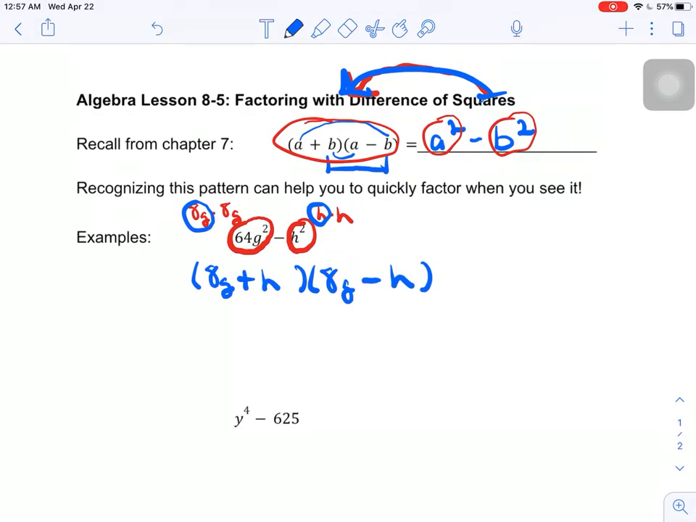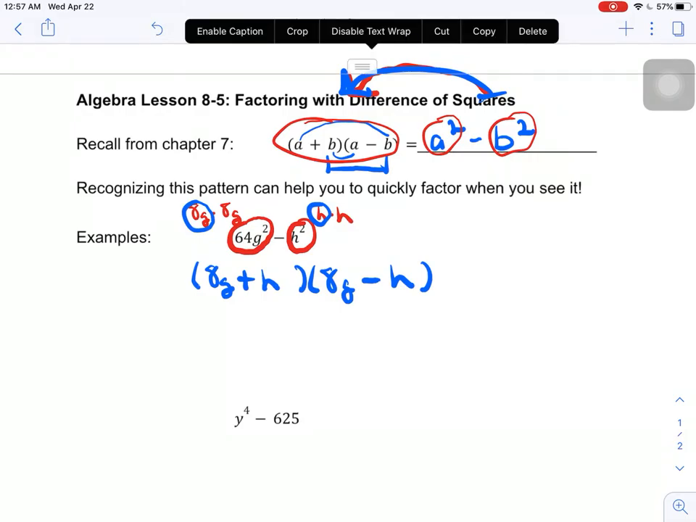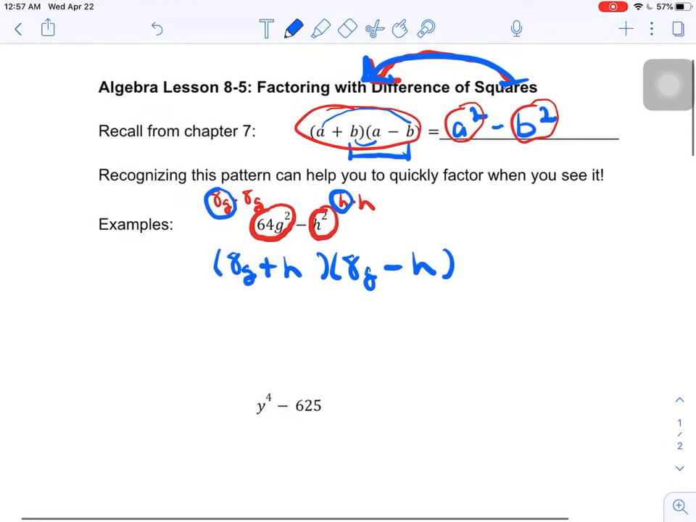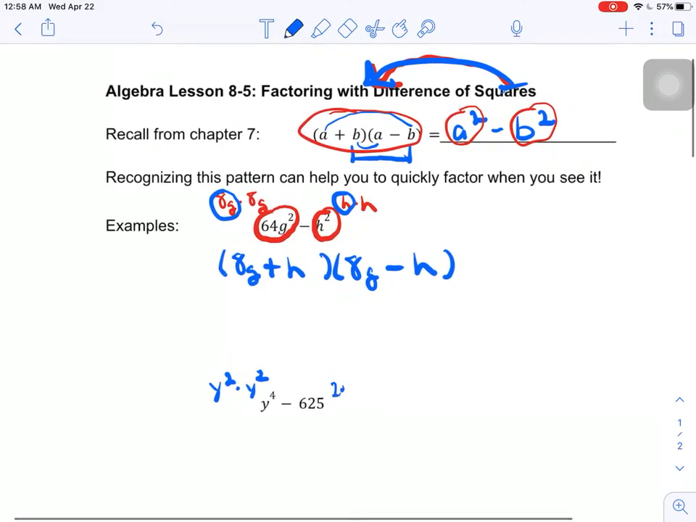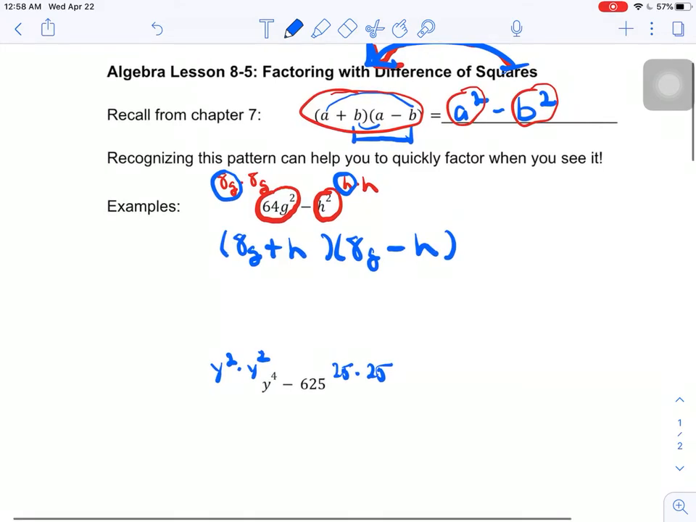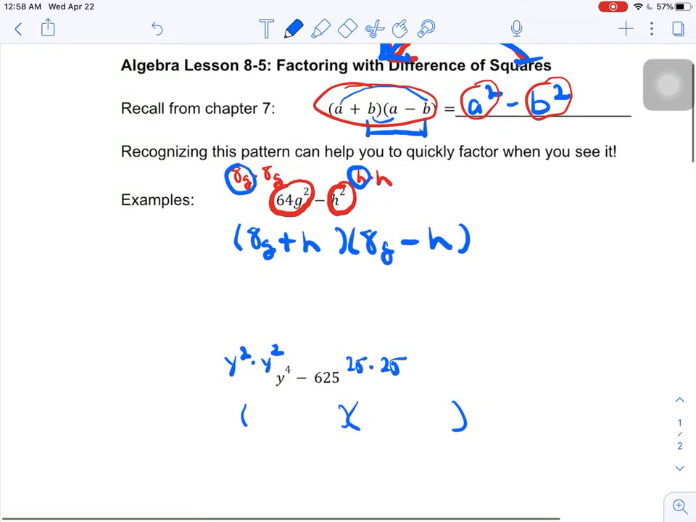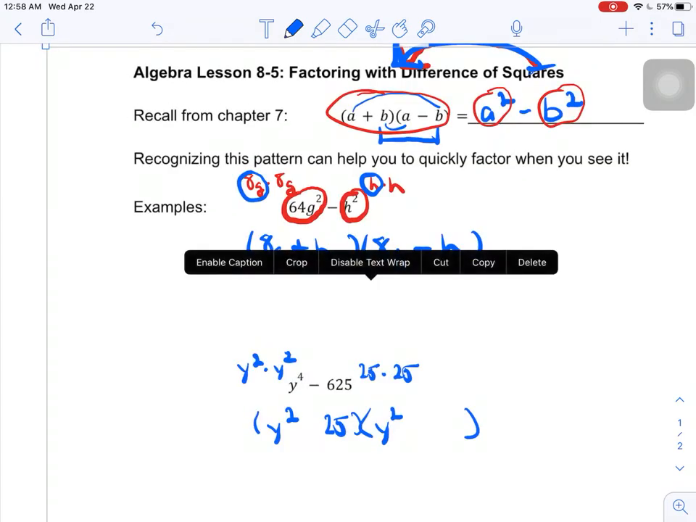Because if they are, then I can use the difference of squares shortcut that we were just reviewing at the top of your notes. In this case, that is happening here because y to the power of 4, I can break down into y squared times y squared. So it's basically y squared squared. And 625 is 25 times 25. So both of those are things that have been squared. So I can break that apart using the shortcut and say, okay, the number before it was squared, those are the terms in my binomials.